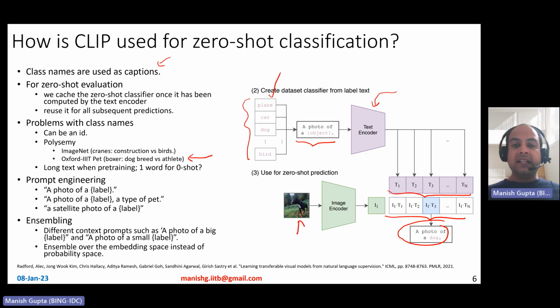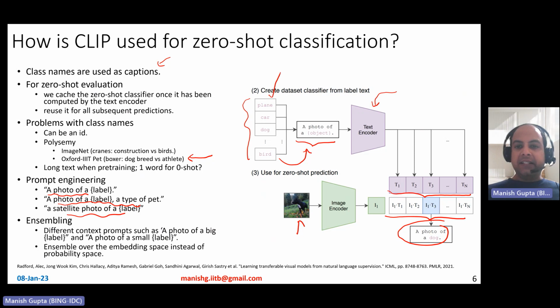Lastly, while pre-training, you have long text as part of the text encoding, while here, when you're doing zero-shot classification, you basically have just one word. Now, how is that justified, right? And therefore, what these guys did was to actually take the class name and add a prompt to it. So the prompts could look like: a photo of a class label, a photo of a class label, a type of pet, satellite photo of a class label, and so on.